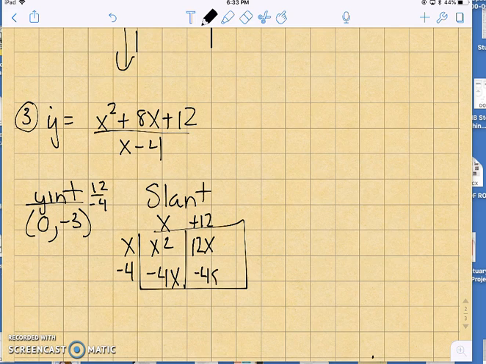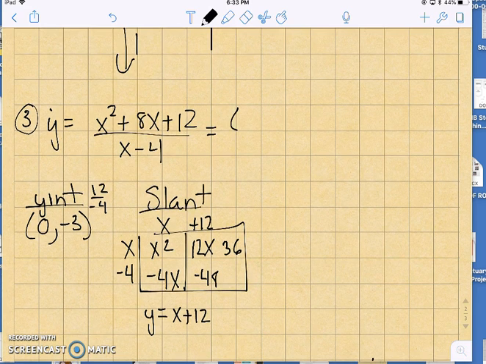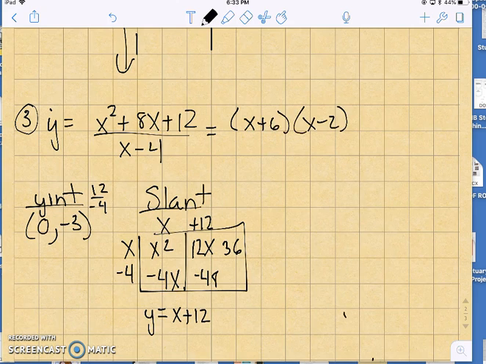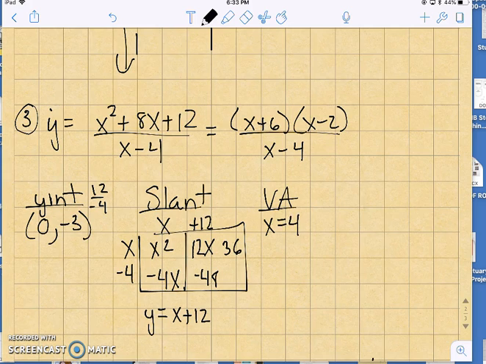Negative 48, and we only need 12, so 36. But we're just concerned about the non-remainder. So it's x plus 12. Let's see, then it is factor and simplify. Well, this factors into x plus 6, x minus 2 over x minus 4. So there's a vertical at x equals 4. There's no holes in our x-intercept.